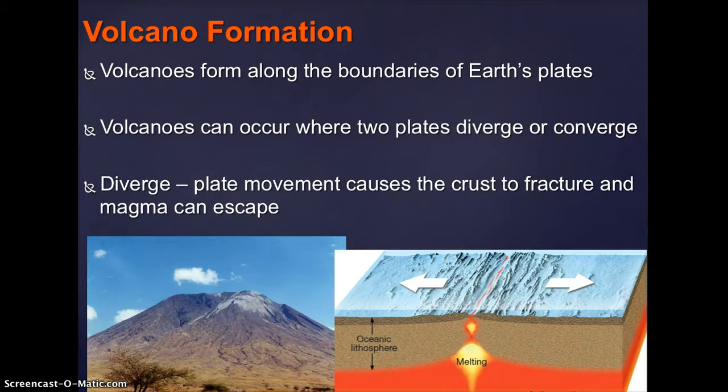The left image shows the old Dunyo Lengai volcano. Its altitude is 2,886 meters, which is 9,524 feet. It towers above the East African Rift Valley in North Tanzania. The image on the right is a diagram of a volcano forming at a divergent boundary.